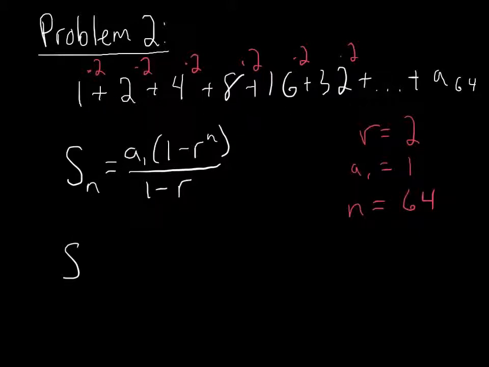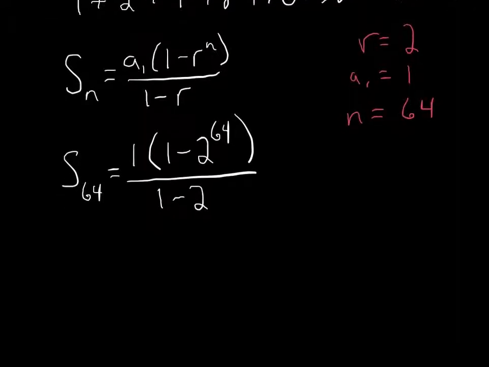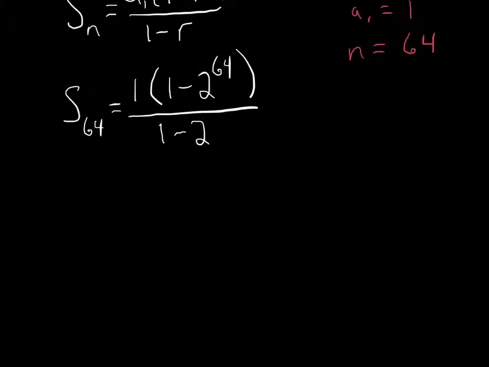So S of 64, the sum of 64 terms, is equal to 1 times 1 minus the ratio 2 to the power of 64, all over 1 minus 2. Now, you should see that 2 to the power of 64 might be a big number. So let's go ahead and work that out in your calculators and see what you get. Once you do that, you should get a number that's close to, and I'm just going to round off to the first decimal, 1.8 times 10 to the 19th power.